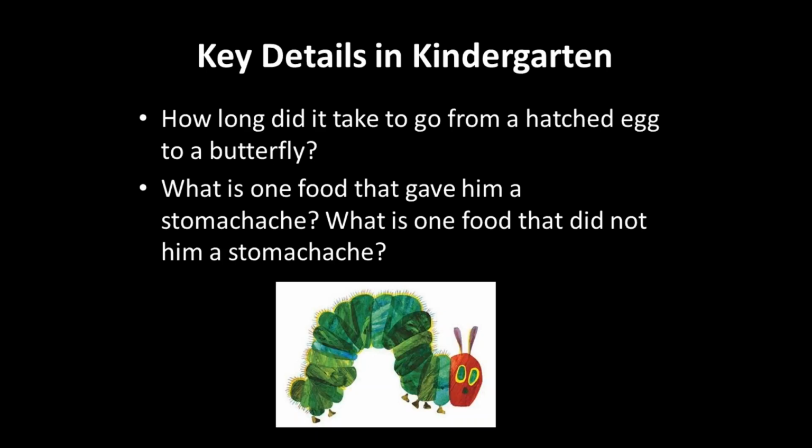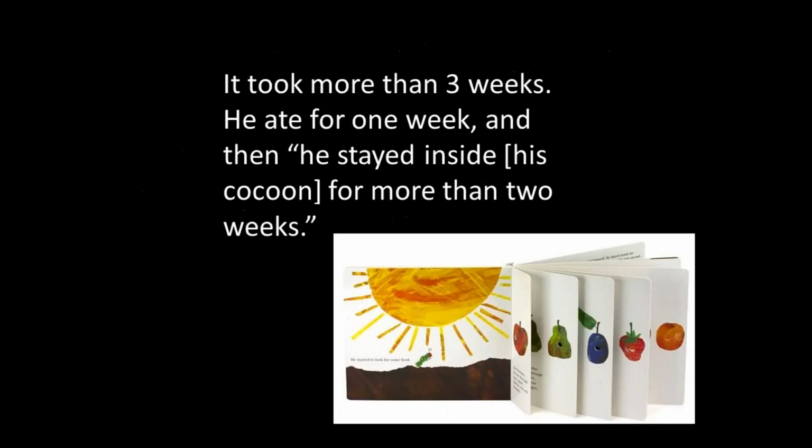As we move into trying to identify some key details, and again, we're still at that literal level, we might ask questions about how long did it take to go from a hatched egg to a butterfly? What is one food that gave him a stomachache, and what is one food that did not give him a stomachache? And here we have a piece from the text, evidence from the text. It took more than 3 weeks. He ate for 1 week, and then he stayed inside his cocoon for more than 2 weeks.